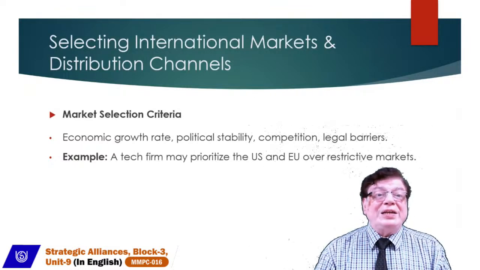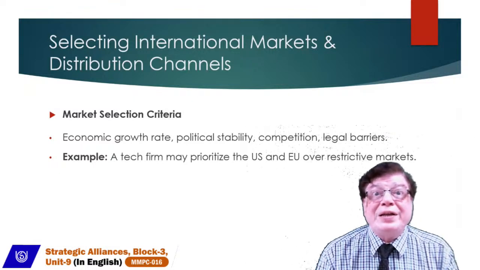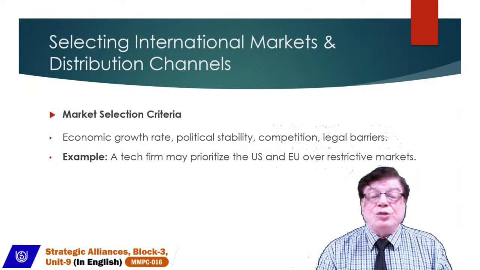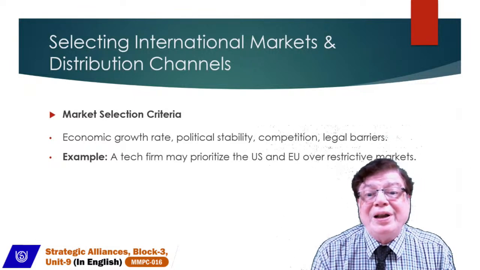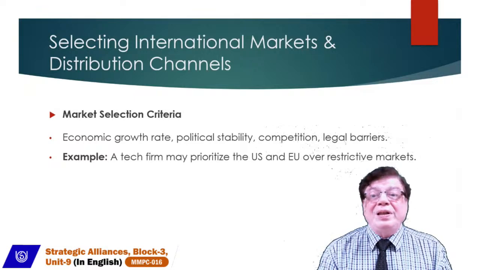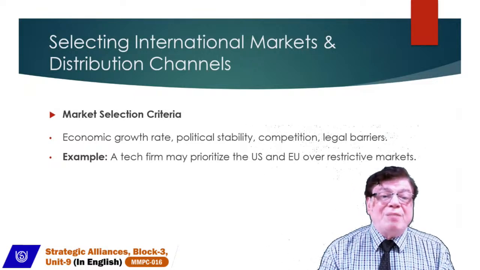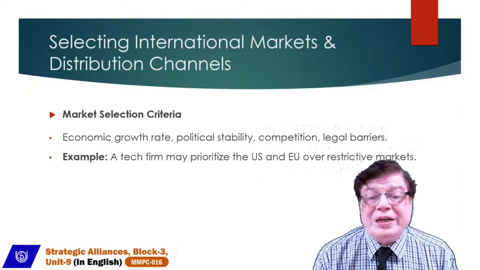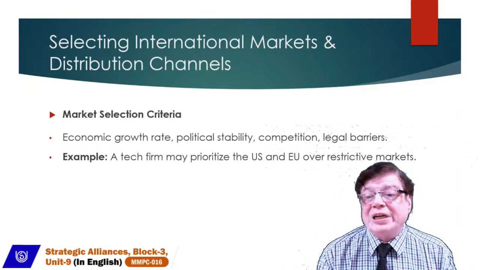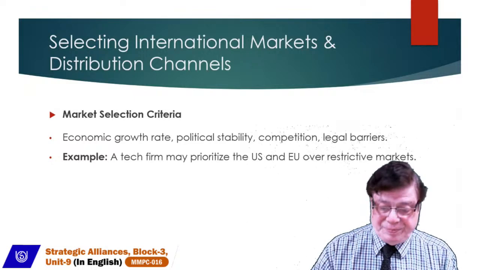Selecting international markets and distribution channels. The market selection criteria are economic growth rate and political stability. Suppose you will not do business with Pakistan, as that is not a politically stable country. Then competition and legal barriers. For example, a technology firm may prioritize the United States and EU over restrictive markets.